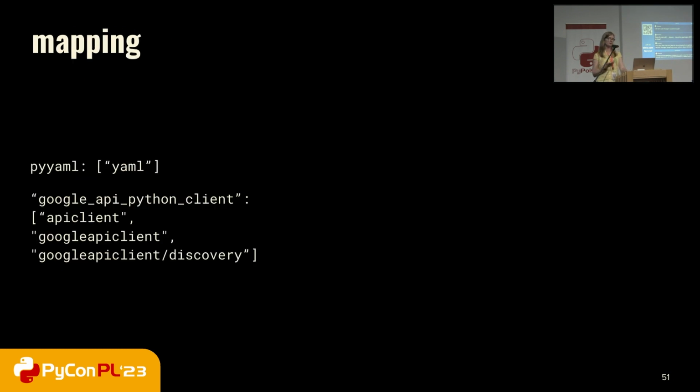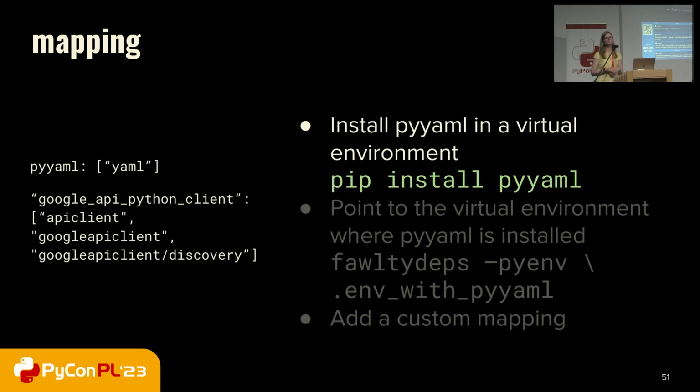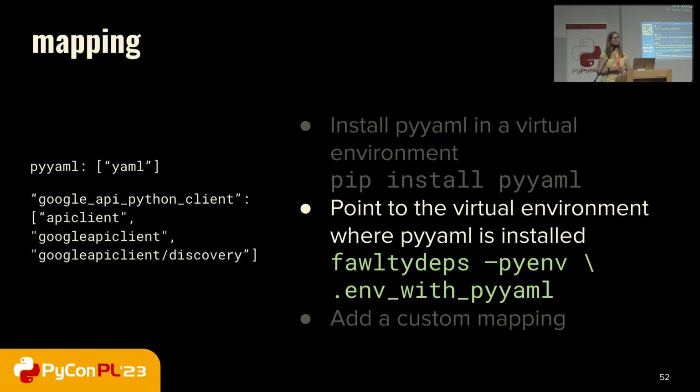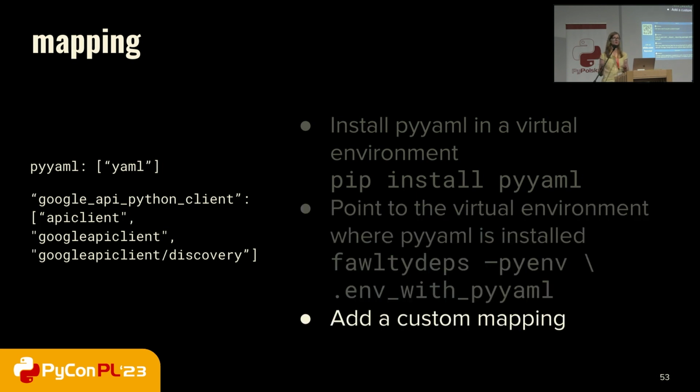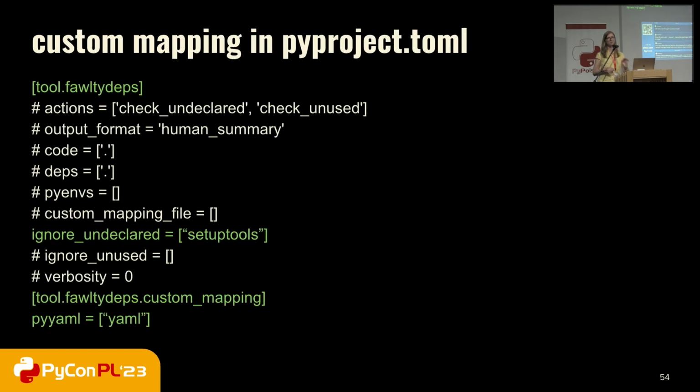So that's a reminder of what we can have from the mapping. And we have three options for how to do that. First and simplest, I think, would be just to install PyYAML, or all the dependencies that are marked as unused, in your virtual environment, and then the mapping will be done for you. Second is to point to the virtual environment when you know that PyYAML is installed. And the third one is to add a custom mapping, so the one that takes precedence over any other mapping strategy. So that's the one I chose to show you right now.